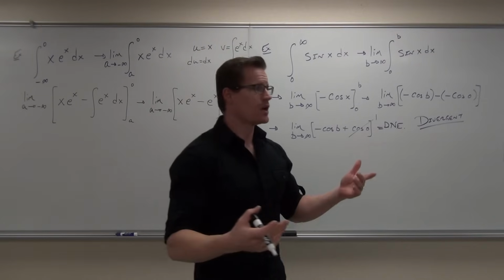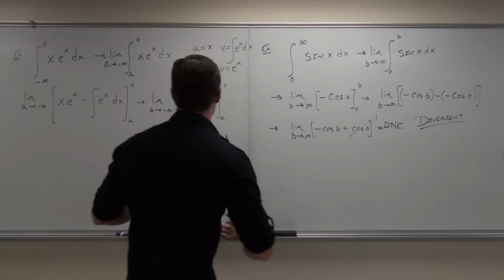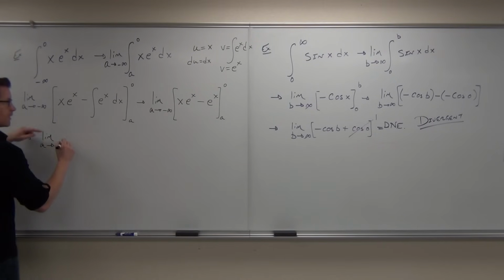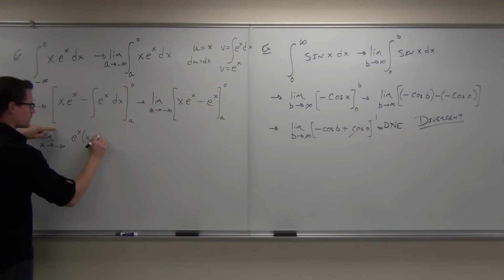Sure, you could factor this. You could do it right now if you want to. It doesn't really matter to me how you do this. If we do decide to factor this, since you guys said that, we'll have a limit as a goes to negative infinity of what? e to the x times x minus 1. Perfect.